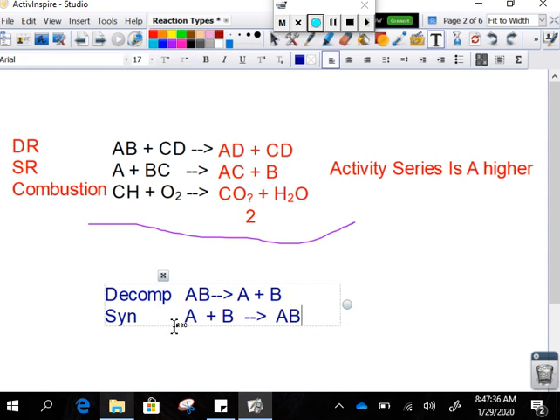And essentially decomposition is always one thing breaking apart, and synthesis is always a couple of things making one thing. So they're opposites of each other. So they're usually very easy to identify that it's decomposition or synthesis, and then the specific type, you have to look at that sheet a whole lot. But let's go find a couple decompositions.